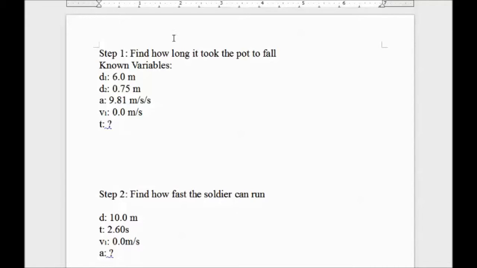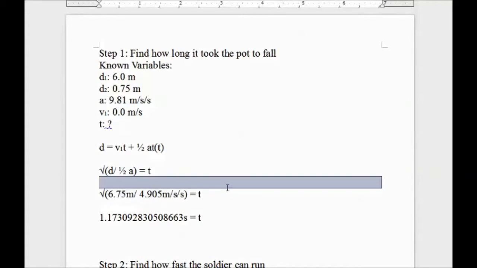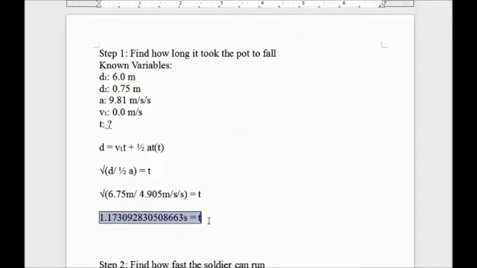Okay, so the first thing we need to do is find out how long it took the pot to fall to the ground. We know the wall was 6 meters. We know that it was 75 centimeters above the wall, so the total distance is 6 meters, 75 centimeters. We know its acceleration due to gravity. We know that its initial velocity was 0 meters per second, but we don't know the time. So we put in the equation, rearrange the equation to isolate time, do the equation, and we get the time is 1.17 seconds.